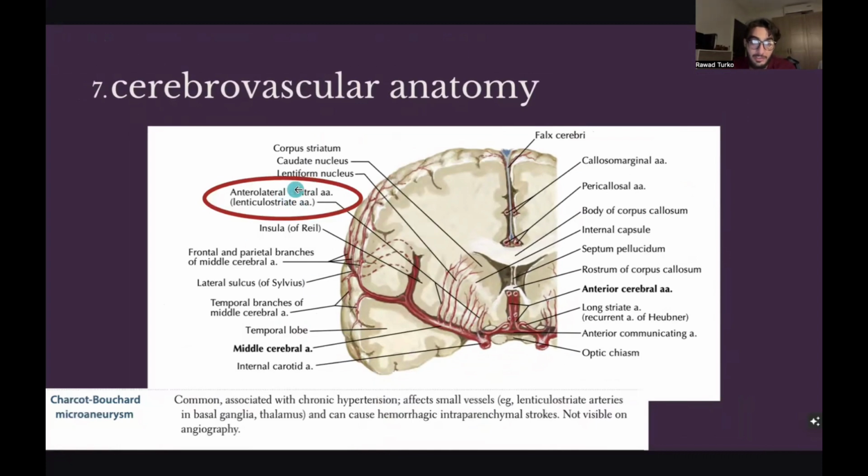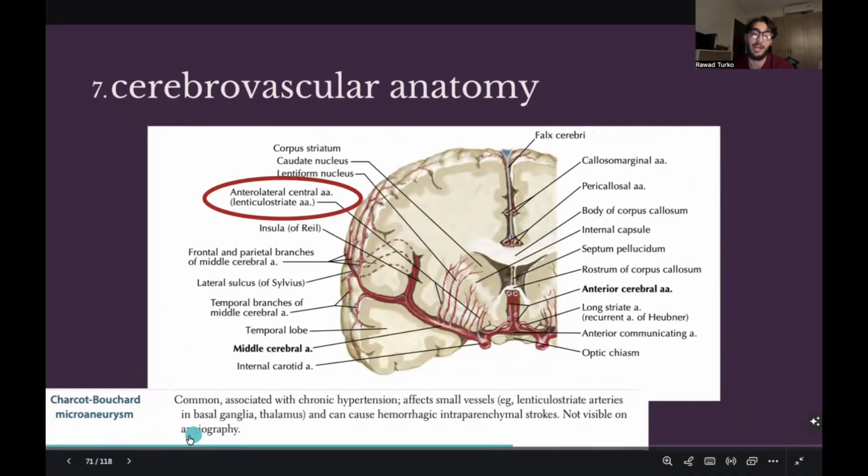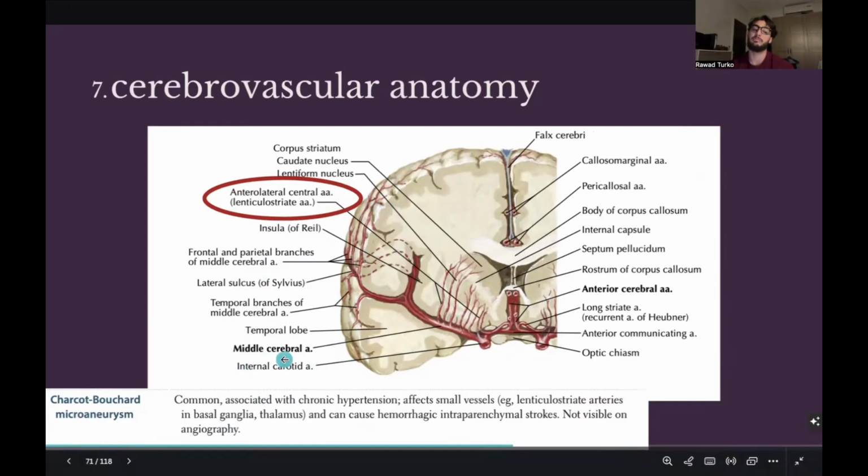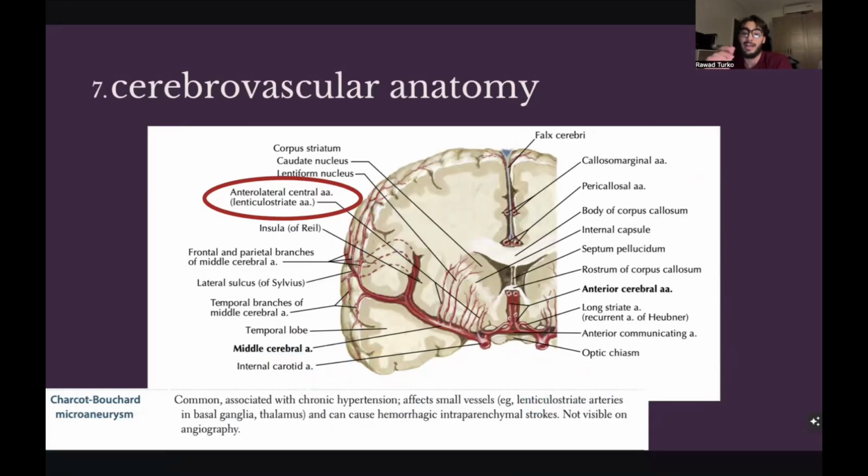Okay, so again, these are the lenticulostriate arteries. They're very important in a specific disease called Charcot-Bouchard microaneurysms. This is very common in elderly patients, especially ones who have been dealing with chronic hypertension for a long, long time. As we know, chronic hypertension can affect the blood vessels, and specifically small blood vessels. So a lot of the time you'll see in very elderly patients with chronic hypertension, they'll have these lenticulostriate artery lesions and aneurysms.